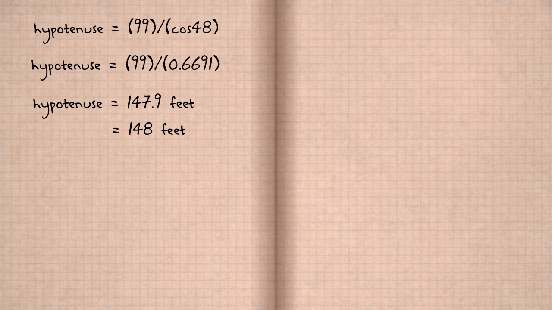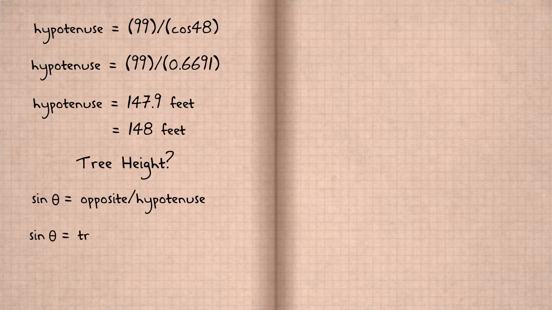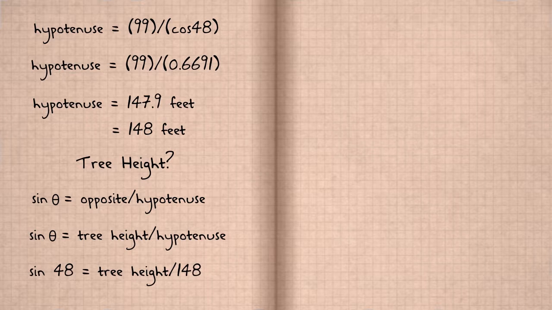Finally, we can use the sine function from trigonometry to figure out our tree height. Recall that the sine function is equal to opposite over hypotenuse. In our case, that opposite side of the triangle is our tree, so we can call it tree height in this simple equation. We already know that our angle, theta, is 48 degrees, and we've just determined that our hypotenuse is 148 feet. So our equation becomes sine of 48 degrees is equal to tree height over 148 feet.